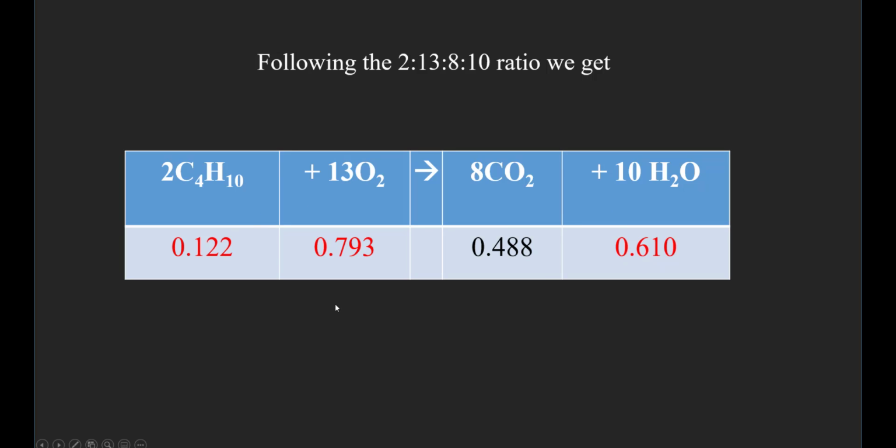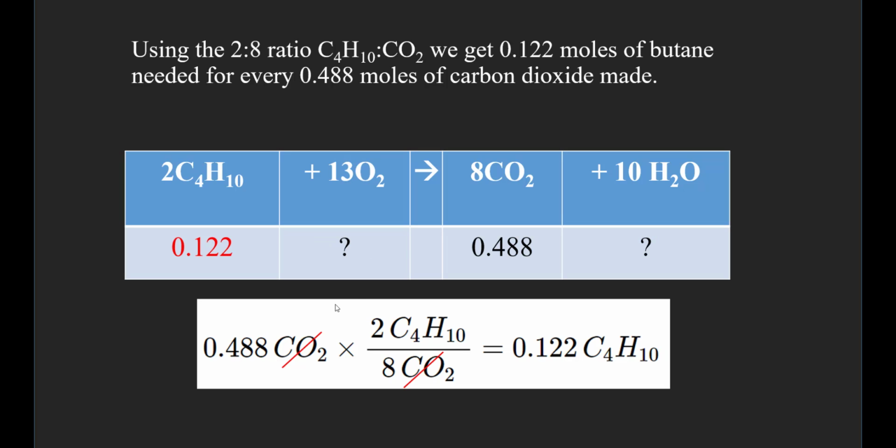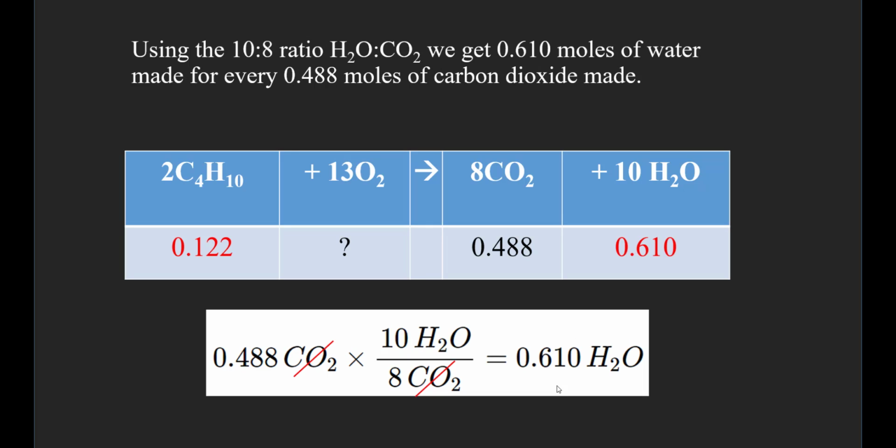Again, if that was too fast, step by step, let's go through each ratio. How do we get over to the C4H10? Write down what you have, 0.488 CO2s, and then multiply by the ratio of 2 to 8. 2 butanes will be made for every, or were needed for every 8 CO2s that were produced. So I just divide this by 4. I get 0.122.